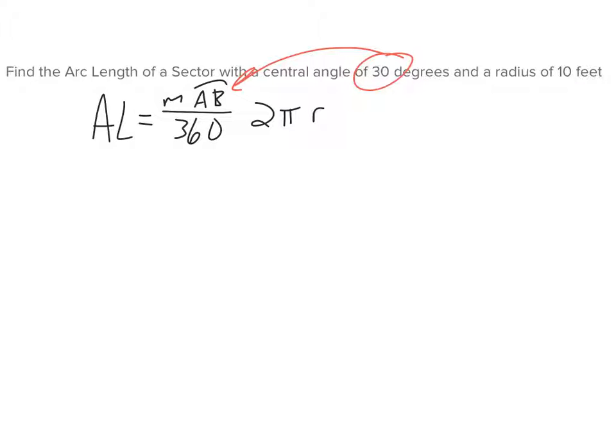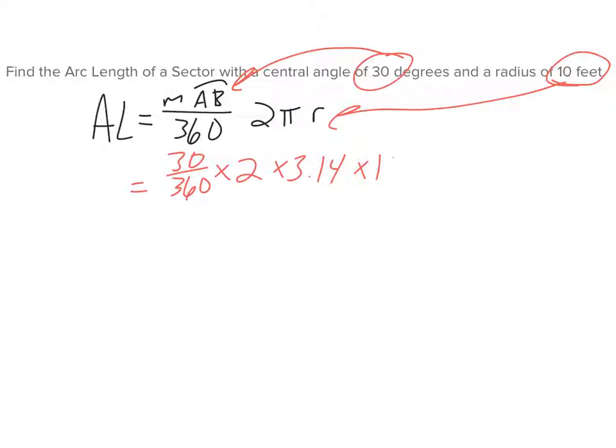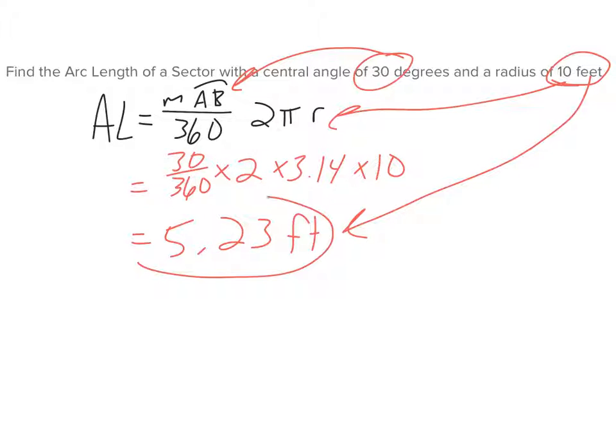Central angle goes on the top of our fraction. Radius goes in for r. So our equation is going to be 30 divided by 360 times 2 times 3.14 times 10. If I type that into my calculator, I get my arc length of 5.23, and there's going to be a bunch of 3's after it, but that doesn't round the 3 up to a 4, so I leave it as 5.23. My label is feet, so I bring that down, and my arc length is 5.23 feet.